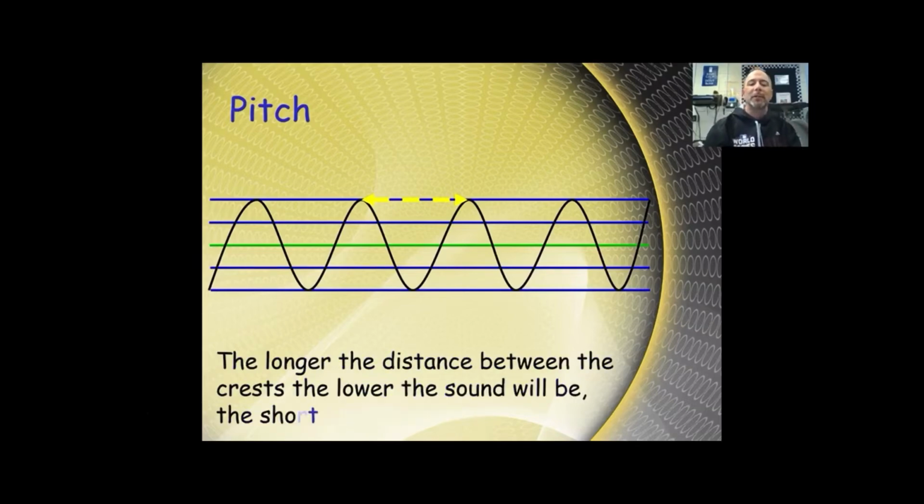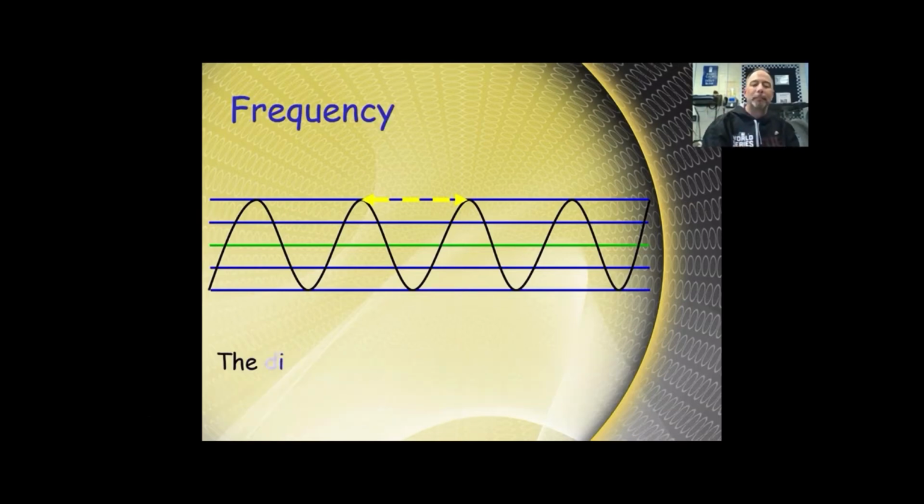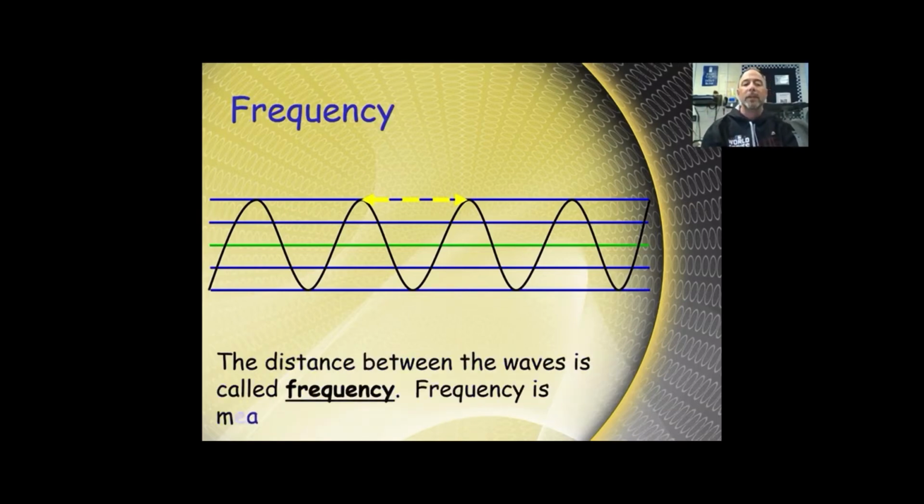The longer the distance between the crests, the lower the sound will be. The shorter the distance between the crests, the higher the sound will be. The distance between the two crests is known as frequency. Frequency is measured in a unit that is referred to as hertz. Because if it gets too high, it hurts. Okay, not really. Oh, kind of, yeah. And the abbreviation for hertz is a big H and a little z.